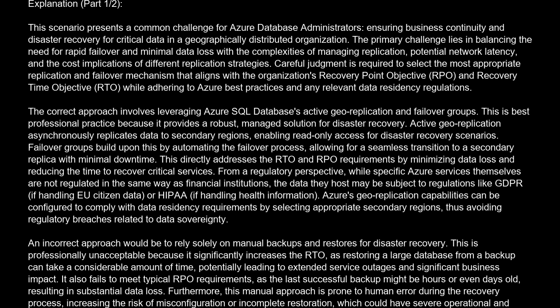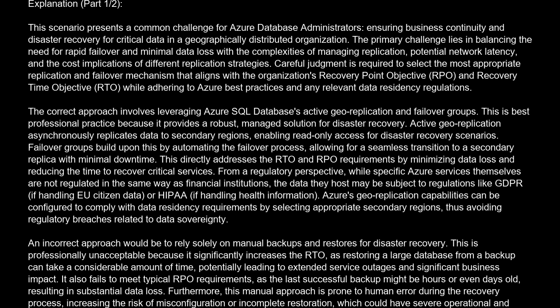From a regulatory perspective, while specific Azure services themselves are not regulated in the same way as financial institutions, the data they host may be subject to regulations like GDPR if handling EU citizen data, or HIPAA if handling health information. Azure's geo-replication capabilities can be configured to comply with data residency requirements by selecting appropriate secondary regions, thus avoiding regulatory breaches related to data sovereignty.